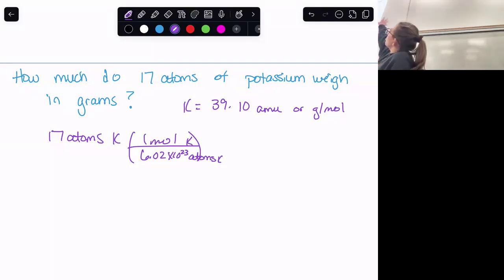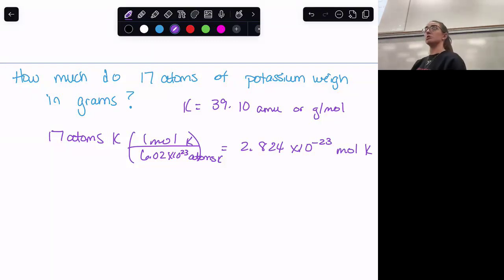Is this going to give us a really small or a really big number, having Avogadro's number in the denominator? It's going to be really small. Do we expect it to be really small? Yes, we do, right? 1 mole is times 10 to the 23 atoms. We only have 17. That's a really small number in comparison. Okay, so that's going to be our number of moles. If we break this up, then that would be 2.824 times 10 to the negative 23rd moles of potassium.